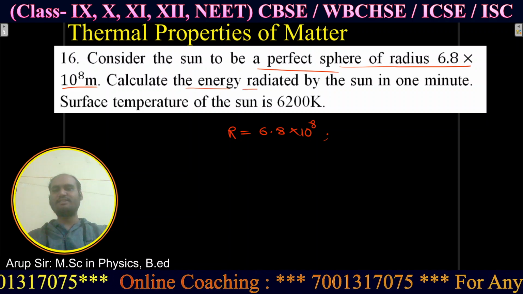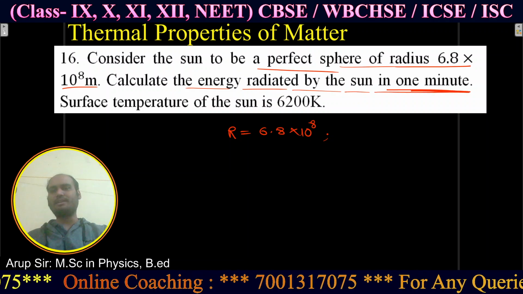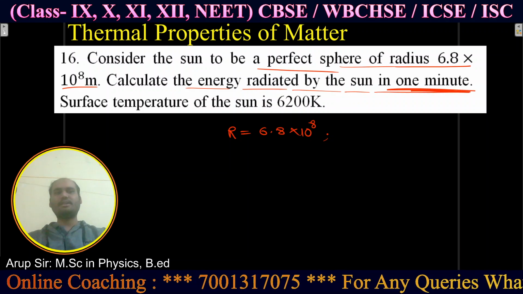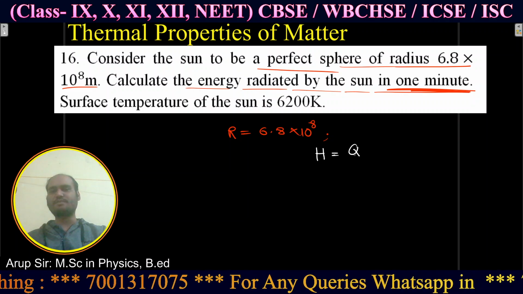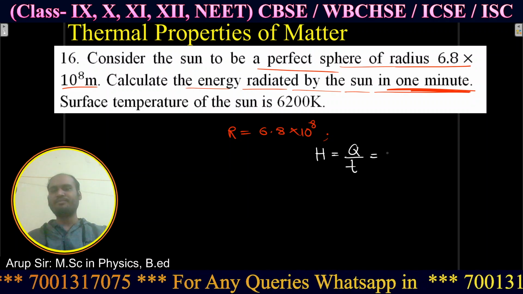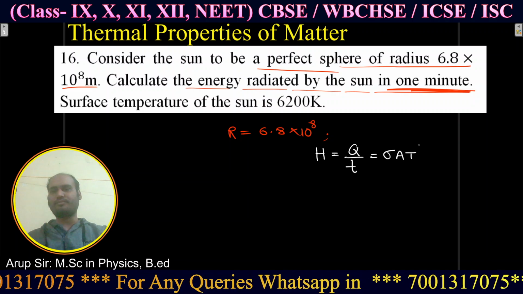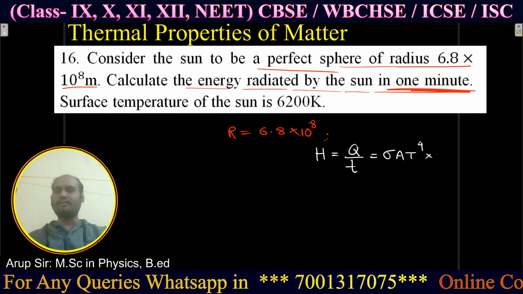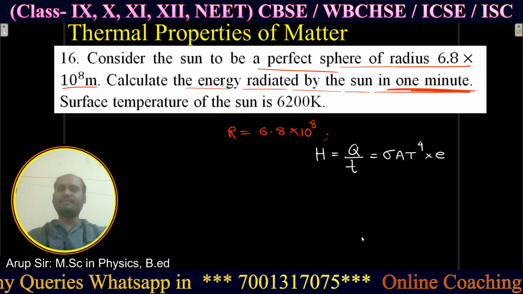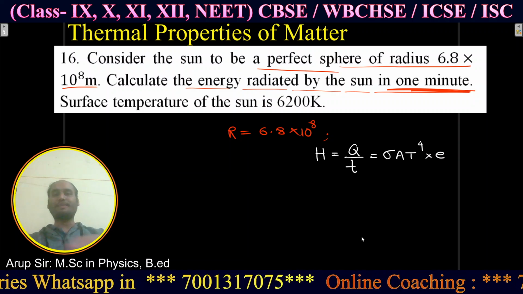See, the energy radiated by the sun in 1 minute, not per second. The general formula we know is H, which is the rate of heat transfer Q by T, equals sigma A T to the power 4. This is the general formula. And also you can multiply with E, that is the coefficient of emission, right?